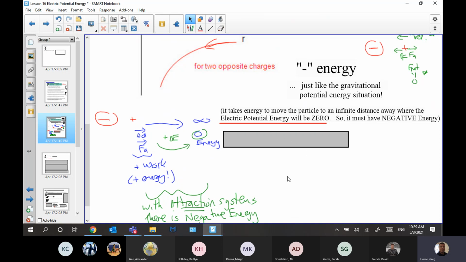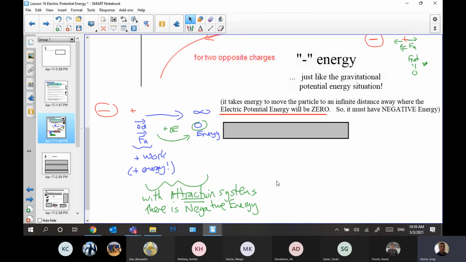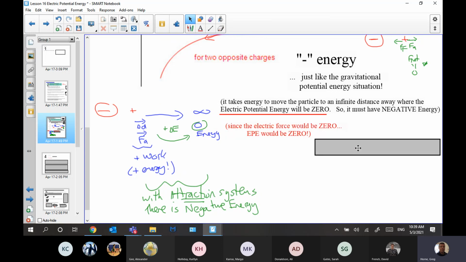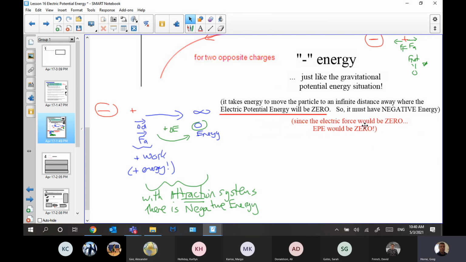So the statement is what I've been saying. It takes energy to move a particle an infinite distance away to where the energy is zero. So you must have negative energy right now, right? Out at infinity, there's zero energy since there's zero force. Right? At an infinite distance away, our kqq over r squared becomes kqq over infinity squared. It goes to zero. Right?